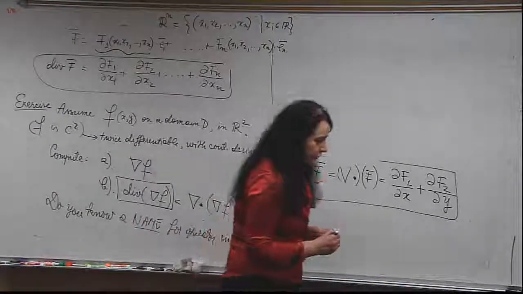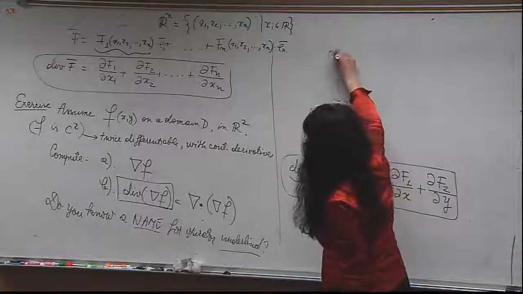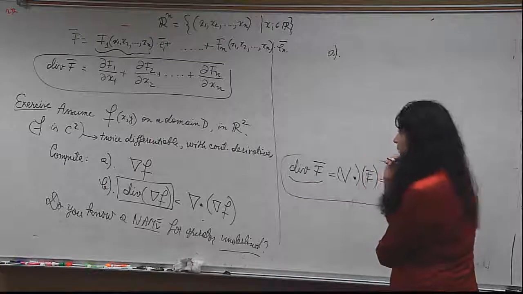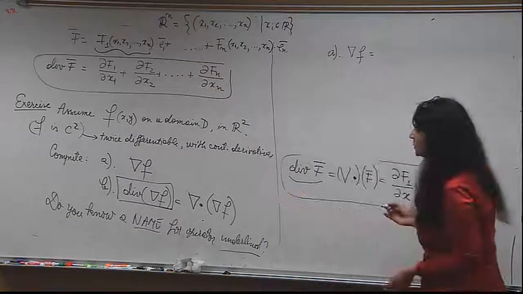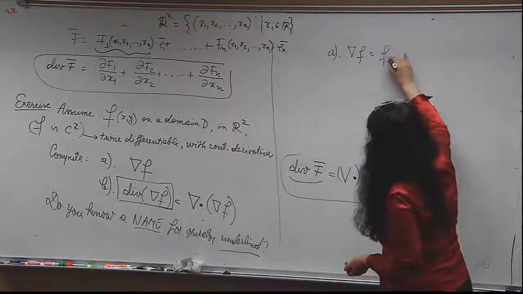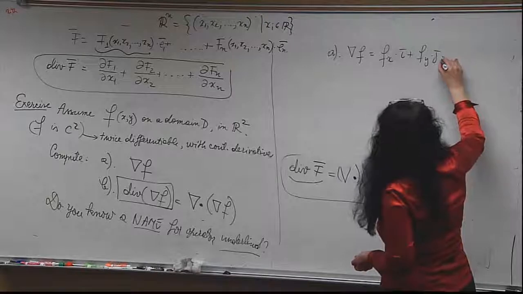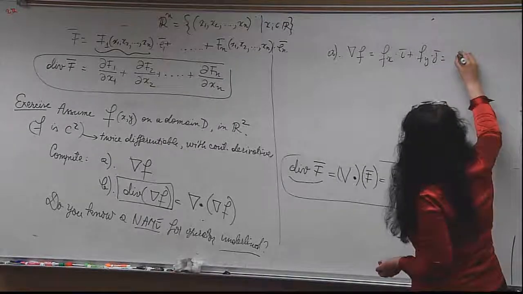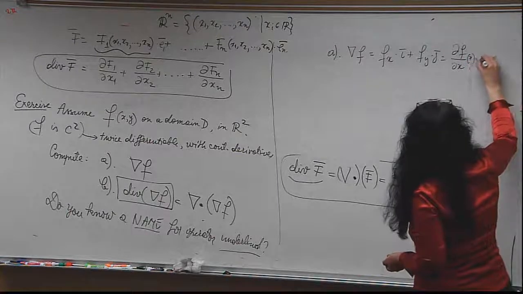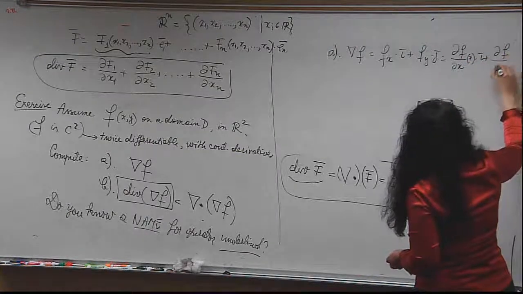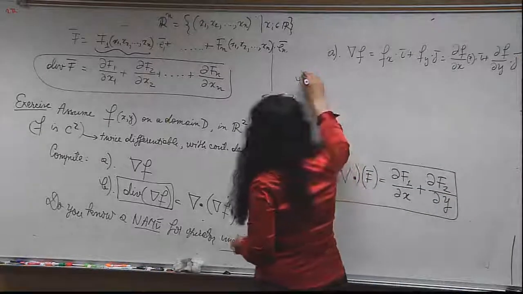Okay, A will be the gradient of f. You say that's a piece of cake. She only wants the definition. Let me give her the definition: f sub x i plus f sub y j. And if we don't know what those are, this is the derivative of f with respect to x at any point times i, plus df dy times j. Good. So we know what a gradient is.